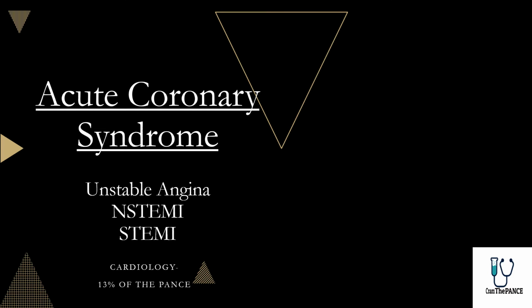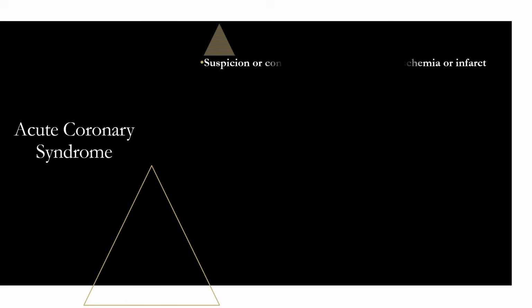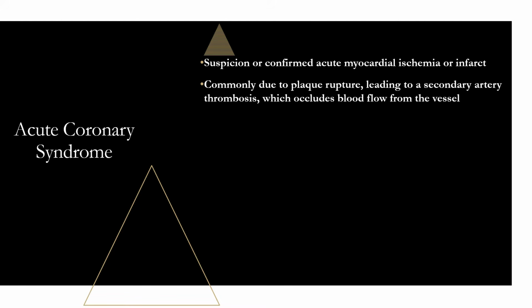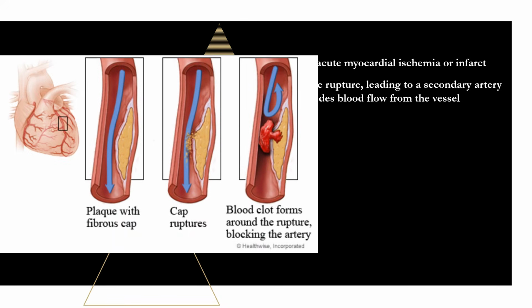So let's go ahead and get started with acute coronary syndrome. Acute coronary syndrome is a term used to imply there's a suspicion or a confirmed acute myocardial ischemia or infarction. This is commonly due to plaque rupturing or breaking free of an artery, which forms a secondary artery thrombosis. The clot blocks the blood flow. So we can actually take a look at what that looks like here.